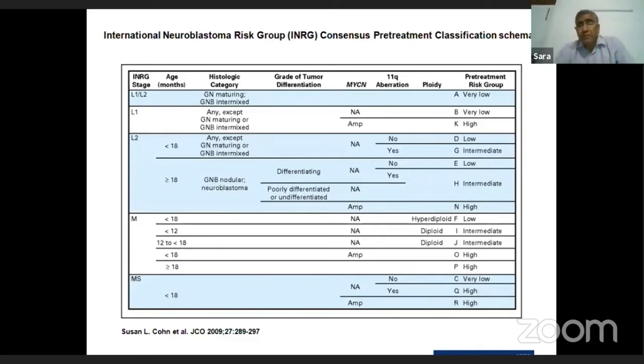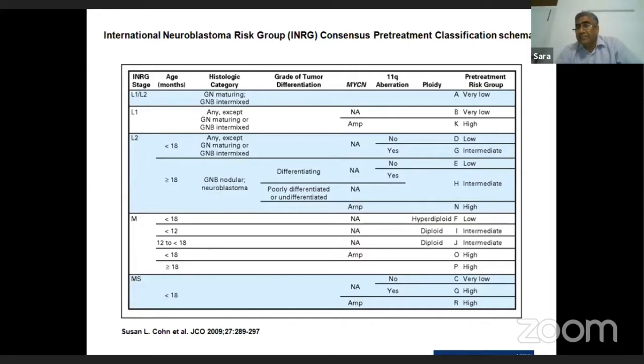Now come to the remaining L1 and L2 patients who don't have this ganglioneuroma or ganglioneuroblastoma. In these children, you should look for NMYC. If NMYC is amplified, it becomes very high risk and they have a very high chance of relapse. But if NMYC is not amplified, they are either low risk or intermediate risk. So who is intermediate risk? In those less than 18 months, if 11q aberration is present, it is intermediate risk. And in those more than 18 months, if there is poorly differentiated neuroblastoma, then it becomes intermediate risk. Okay, or 11q aberration also would make it intermediate risk in those more than 18 months.